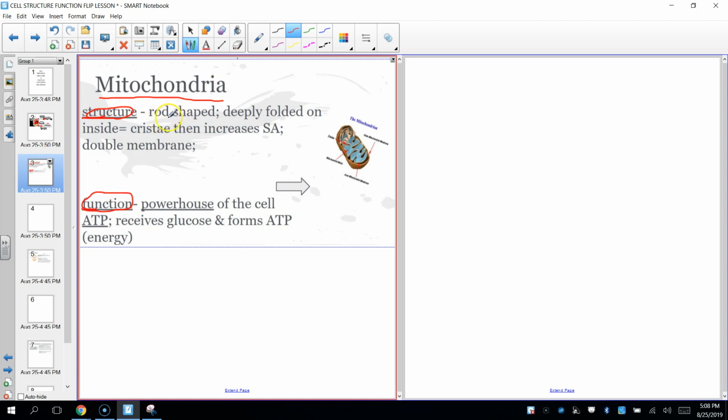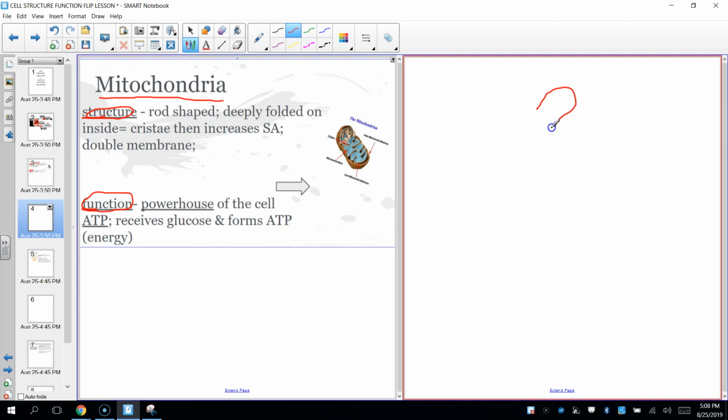So the structure of it, it's pretty much rod shaped. Over here I'm going to draw what it looks like. It kind of looks like a circus peanut, okay? And then on the inside it actually has a bunch of swivelly marks like this. And these swivelly marks are surfaces upon which cellular energy is formed.